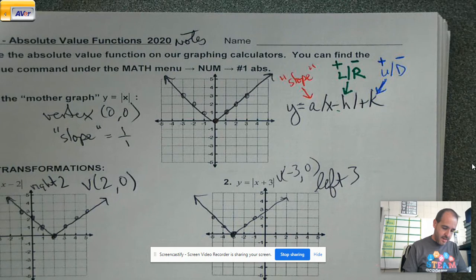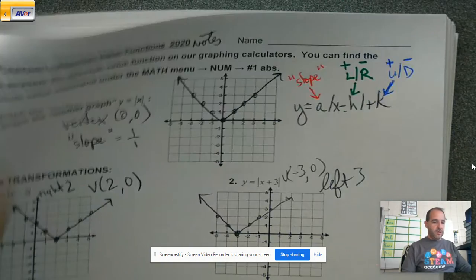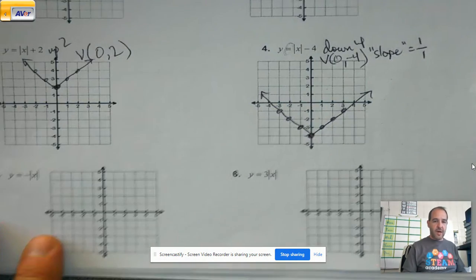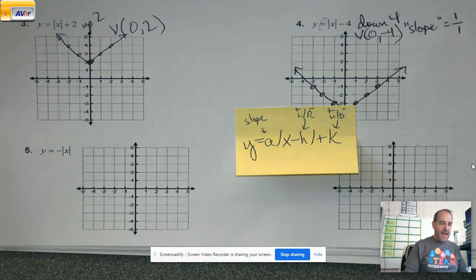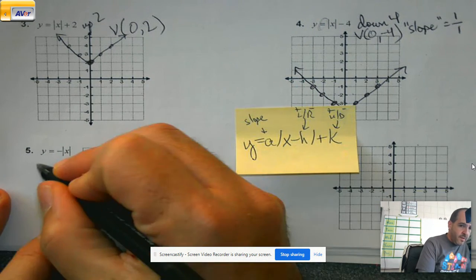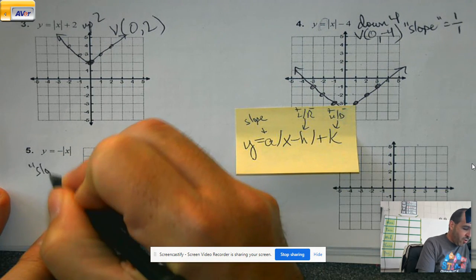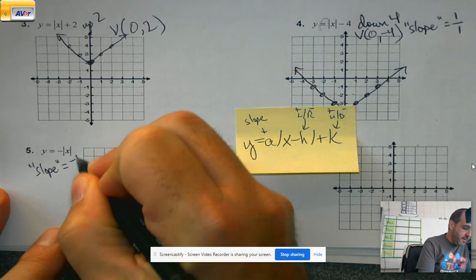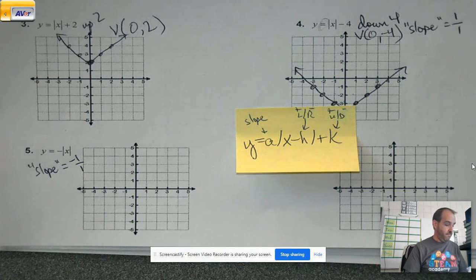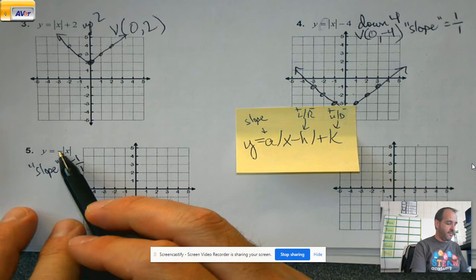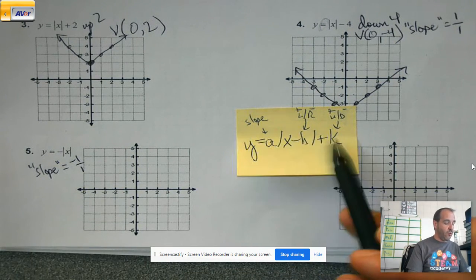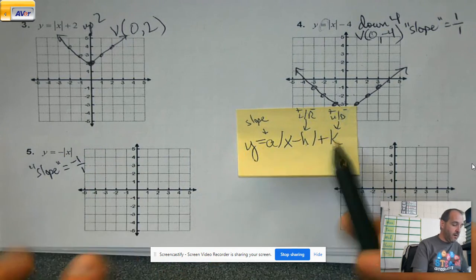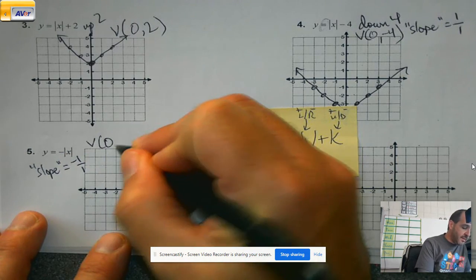Almost set. Okay. So back into the grind we go. So I look at number 5 and I'm like, okay, what do I notice? My air quote slope is negative 1 over 1, because that negative stands for negative 1. I don't have any move to the right, I don't have any move to the left. There's no plus or minus over here, so my vertex doesn't move.